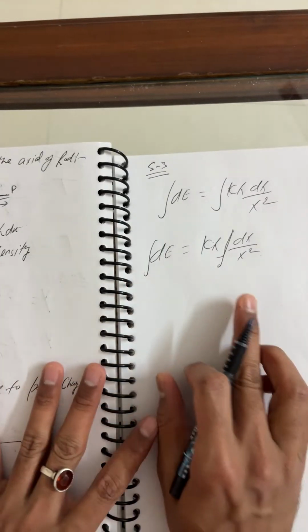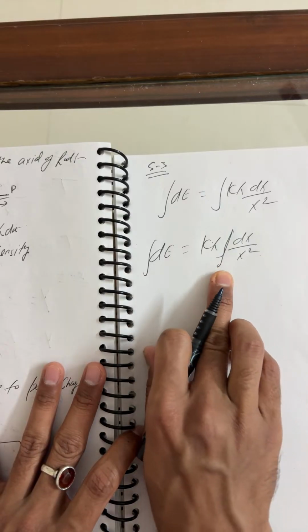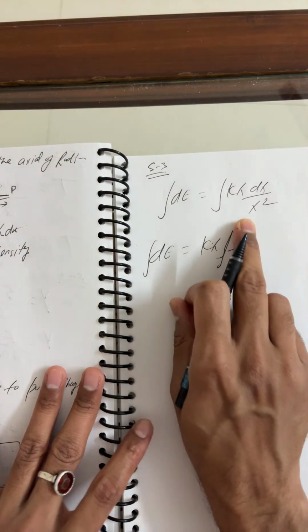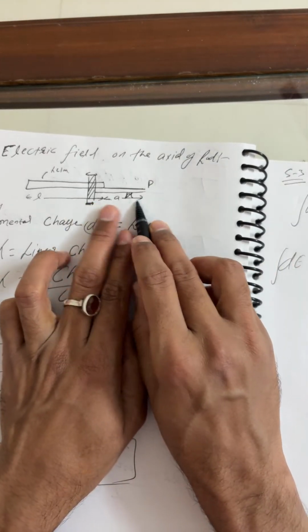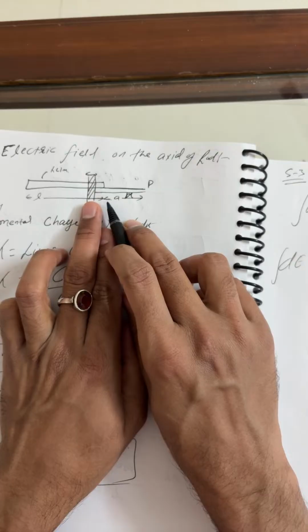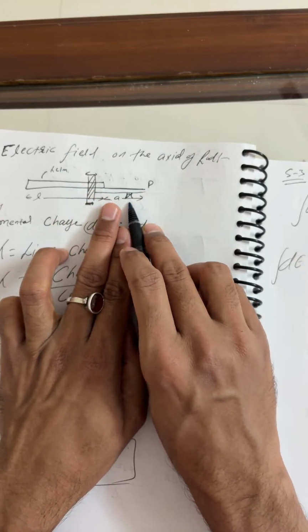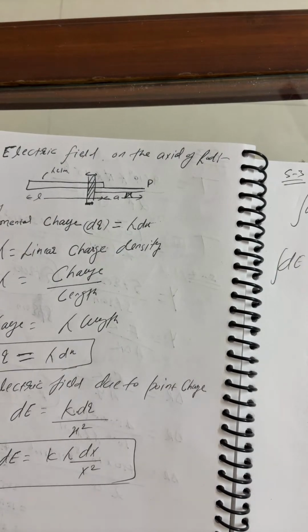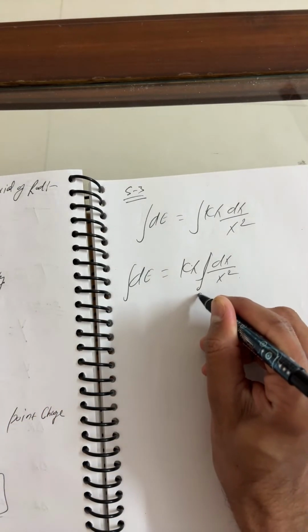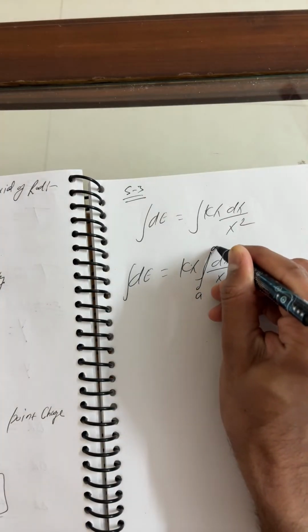This is the lower limit and this is the upper limit. What is the initial point of the rod? This is A. The rod goes from A up to A plus L. The initial point A is the lower limit, and the upper limit is A plus L. So you can write here, this is A and this is A plus L.